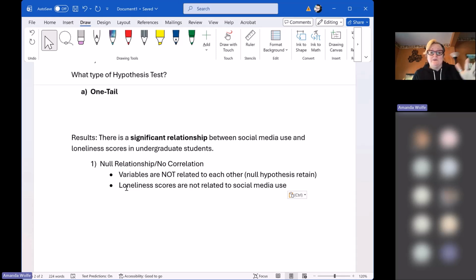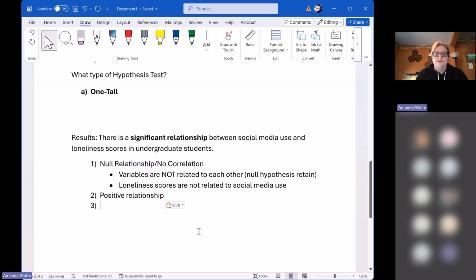If I don't find that there's a relationship, what does that mean? That means that the variables are not related to each other. If the variables are not related to each other, we keep the null hypothesis, right? And it would mean in this case that loneliness and social media use are not related to each other in college undergrads, which would be weird since they're related in lots of other research studies that we've done.